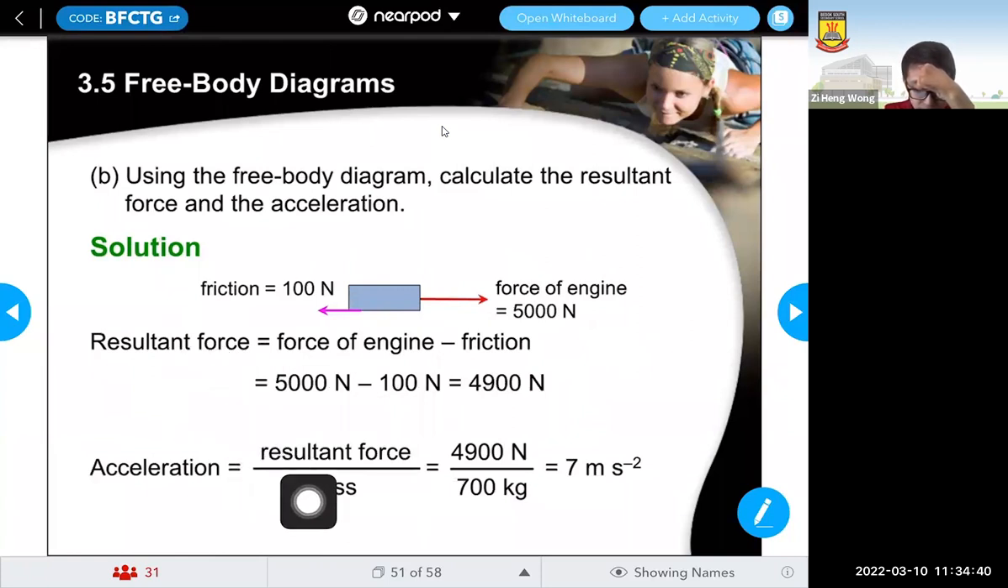If F equals ma, then a will be equal to F over m. So my F is 4,900 newtons, the resultant force. My mass is 700 kg. Then this gives me 7 meters per second squared.